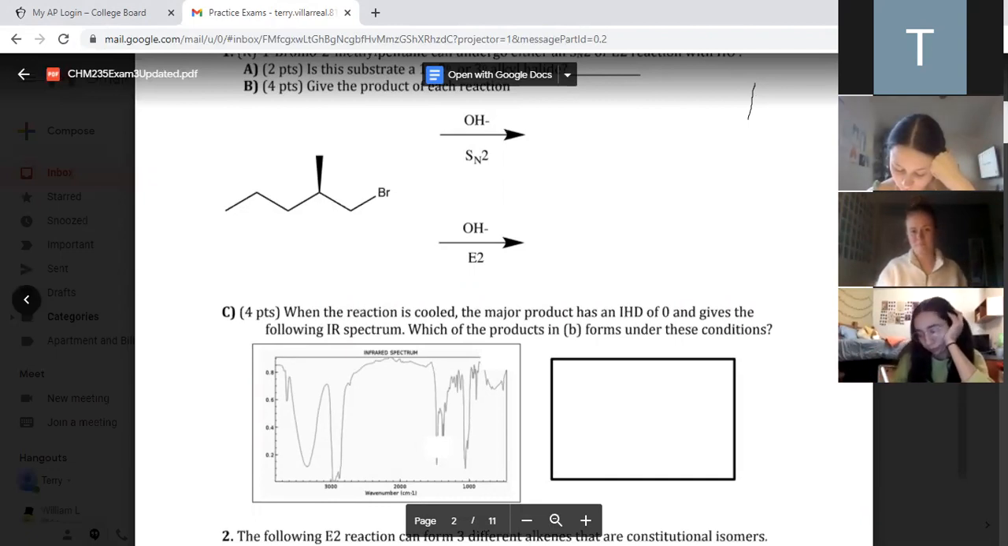So when the reaction is cooled, the major product has a degree of unsaturation of 0 and gives the following IR spectrum. Which of the products in B forms? Did we form the SN2 or the E2?